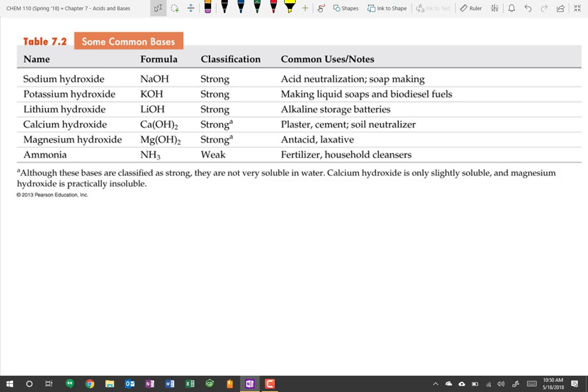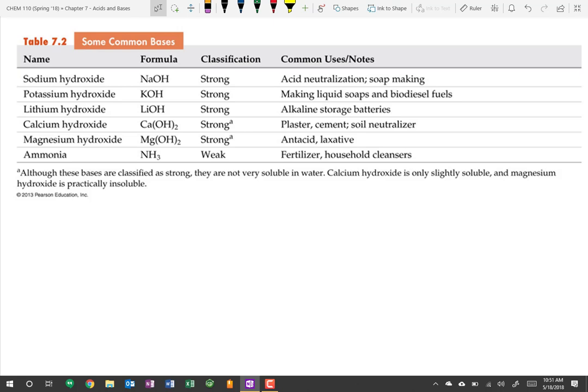Lithium hydroxide is used in a lot of batteries. It's not used very often for soap making, though. Calcium hydroxide is not very soluble. It's used typically in things like cement or plastering. Magnesium hydroxide is typically found in laxatives or antacids. So most hydroxides can be used as an antacid, but magnesium hydroxide is the most gentle. And then ammonia is used as a household cleaner. So if you've ever used Windex, Windex has ammonia in it. It's also used in fertilizers as well. So there's a lot of them around.